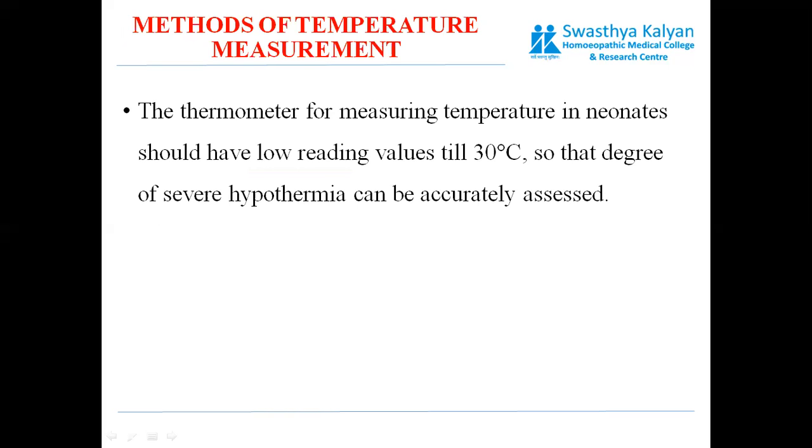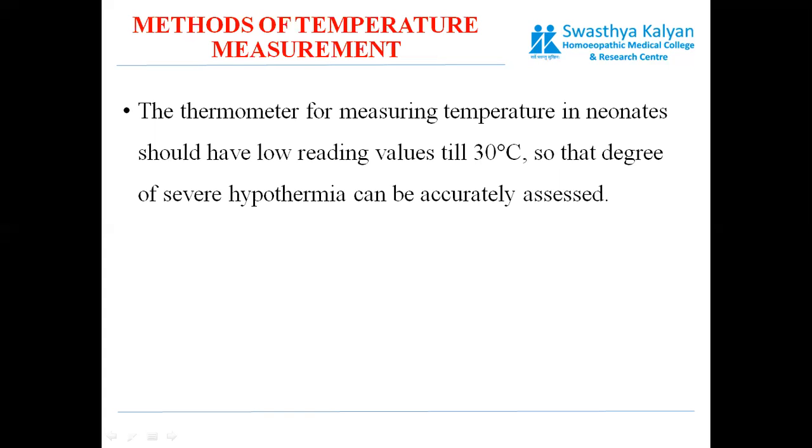The thermometer for measuring temperature in neonates should have a low reading value, till 30 degrees centigrade, so that the degree of severe hypothermia can be accurately assessed, because we have discussed that severe hypothermia is less than 32 degrees centigrade. So we have to purchase a low reading thermometer in which the value goes down to 30 degrees centigrade, so that we can accurately assess the degree of severe hypothermia.